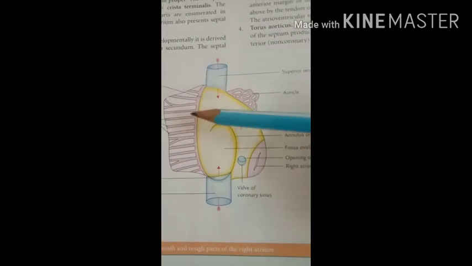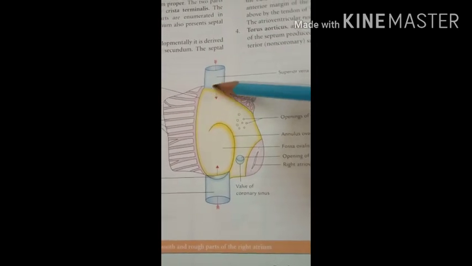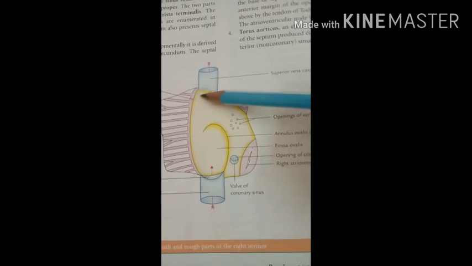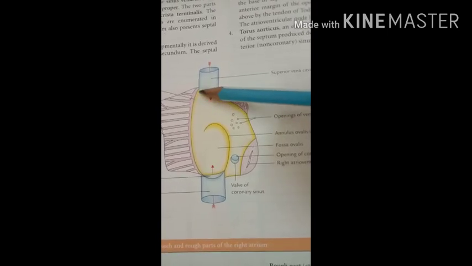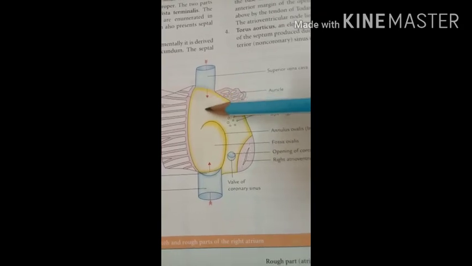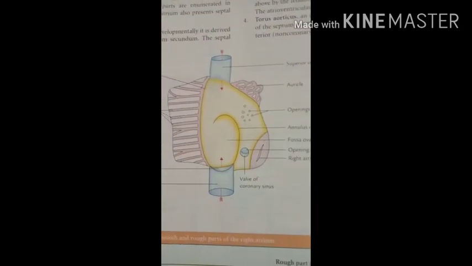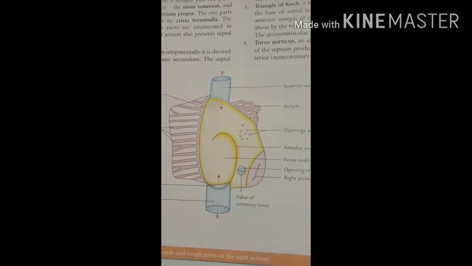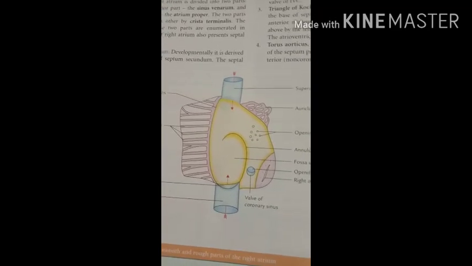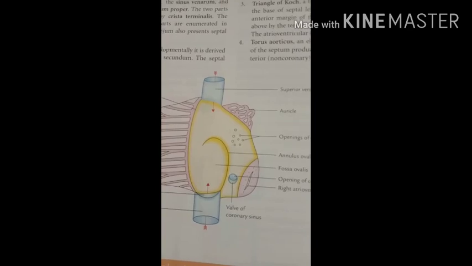The upper part of the sulcus terminalis contains the SA node. So in this region, the sinoatrial node is present, which acts as a pacemaker. In the conducting system, we had seen that it is the pacemaker.